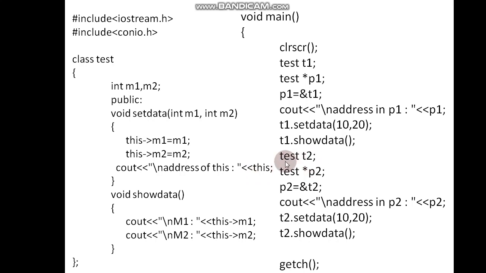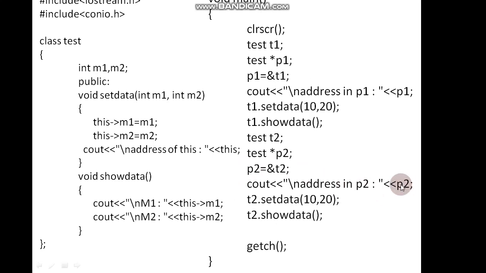Another object T2 is created. P2 is a pointer variable. We store address of T2 in P2. We are displaying P2. So this address will be passed implicitly to the calling function, to this member function. So T2 is invoking this member function. T2's address will be passed implicitly inside this function.